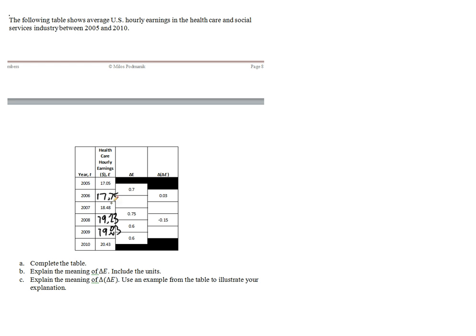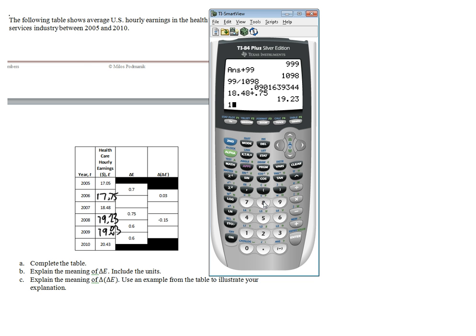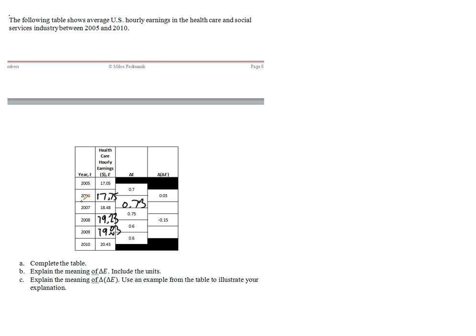Here we're missing a slot. The hourly earnings go from 17.75 to 18.48. So 18.48 minus 17.75 would tell us that the increase was 73 cents in that 1 year from 2006 to 2007. The change in the change, well, we see that the rate of increase went up by 3 cents. So they didn't get a 70 cent raise, but a 73 cent raise. And then the amount of the raise actually went up by 2 cents.